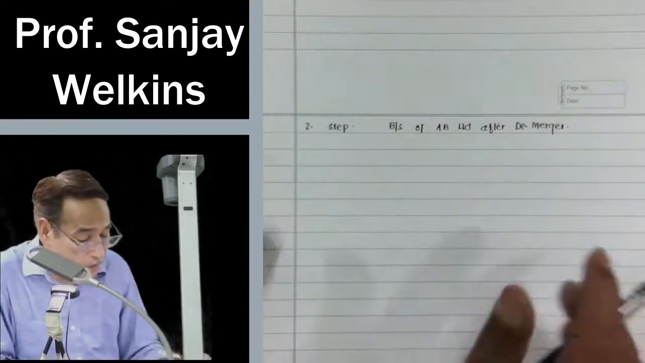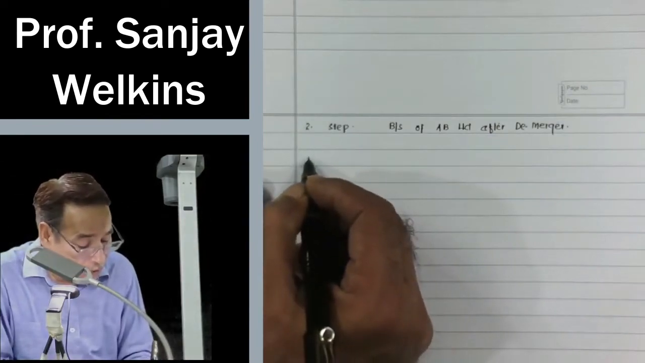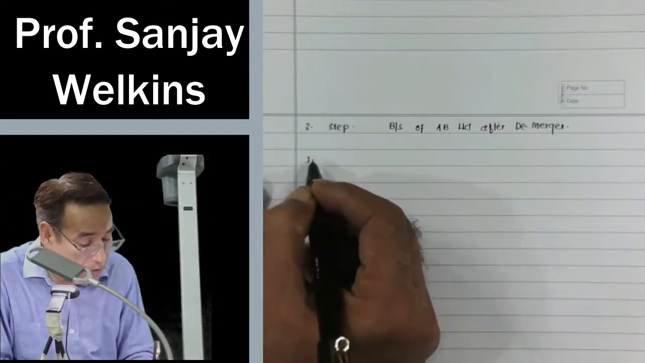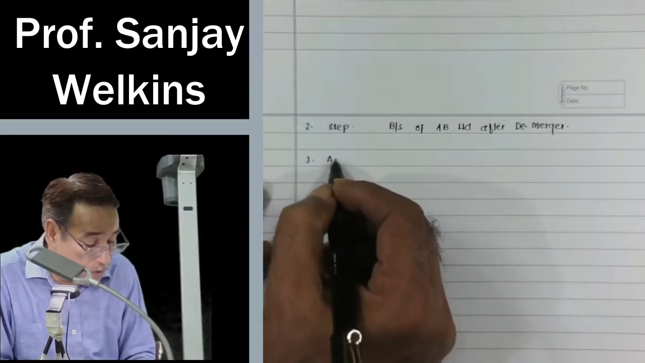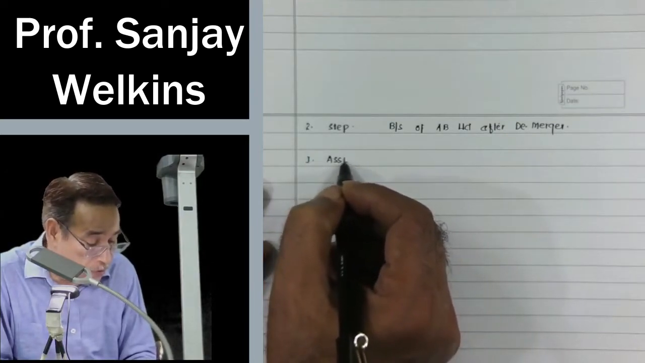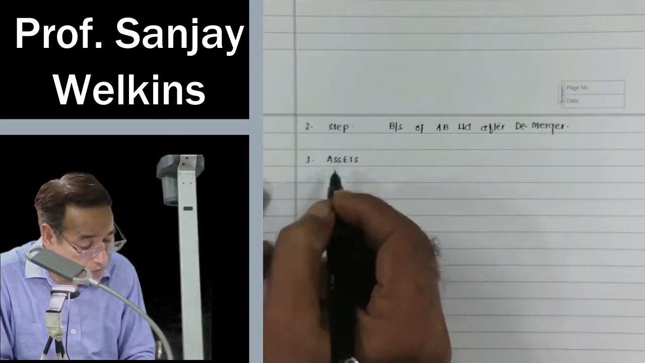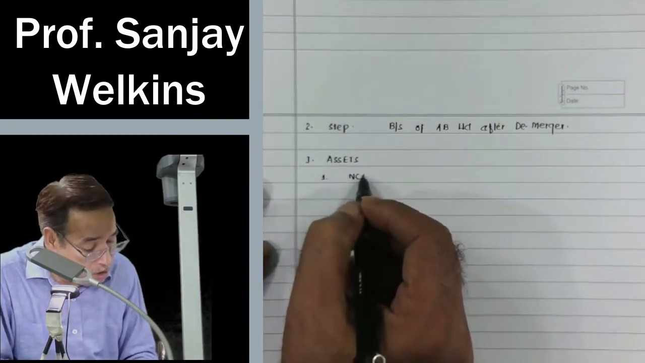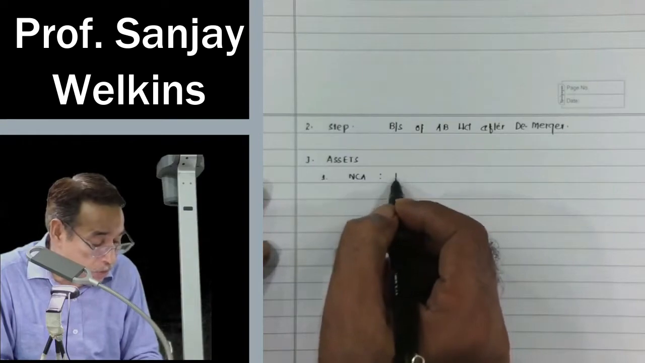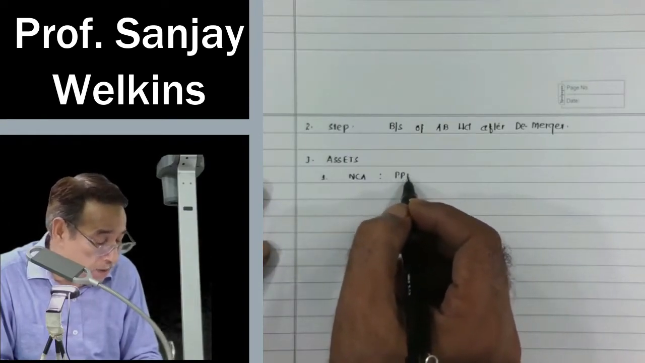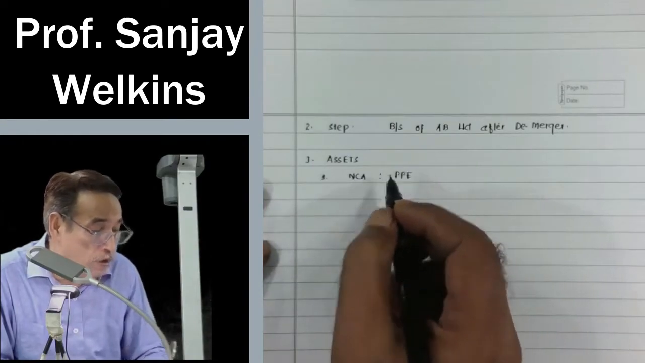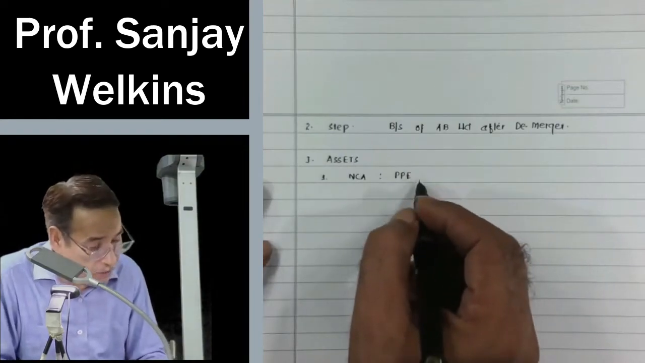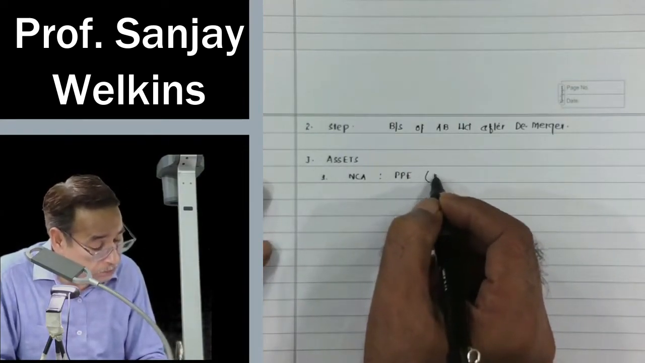Okay, I will prepare the balance sheet this way. First of all, I'm going to write assets. Under division 2, as you know, assets are written first. Then you write non-current asset. Under the non-current asset, you write property, plant and equipment, which is in the form of fixed asset given to you. I will write in bracket actually fixed asset.